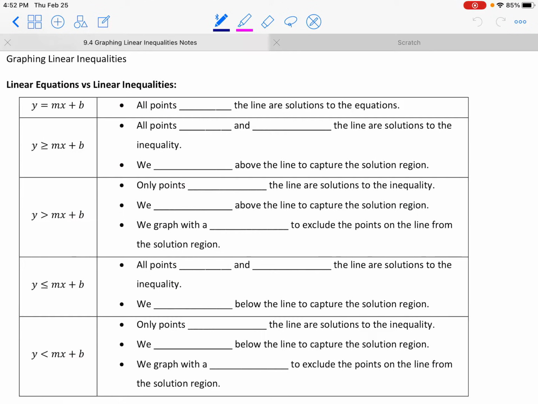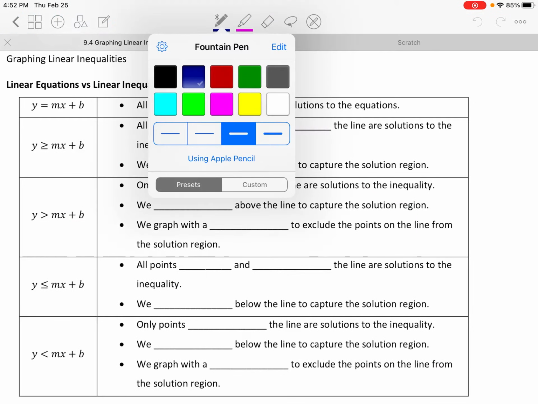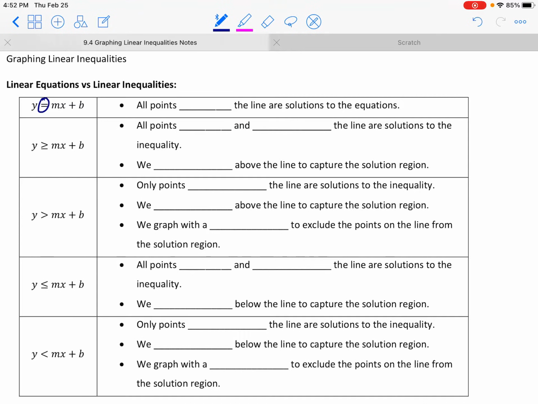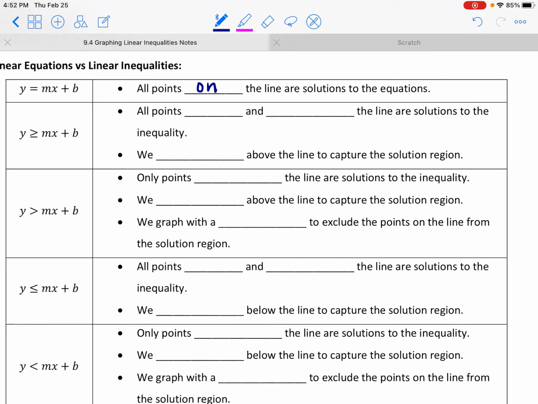So back to our note sheet here. When we're graphing a linear equation, where we have that equal sign, all of the points on the line are the solutions to the equation. For linear equations, all points on the line are the solutions. Now, if it's greater than or equal to, well, equal to means all the points on the line are still solutions, but greater than means all the points above are solutions as well. So if it's greater than or equal to, then all the points on and above the line are solutions.